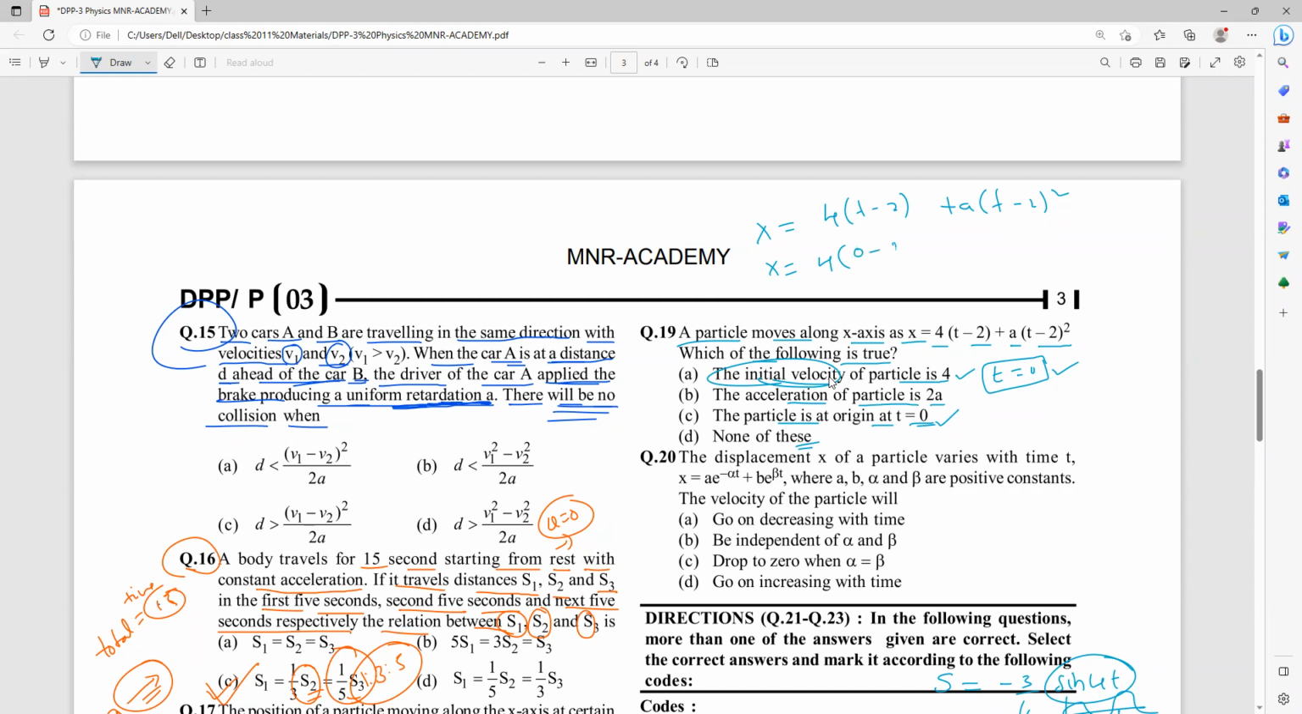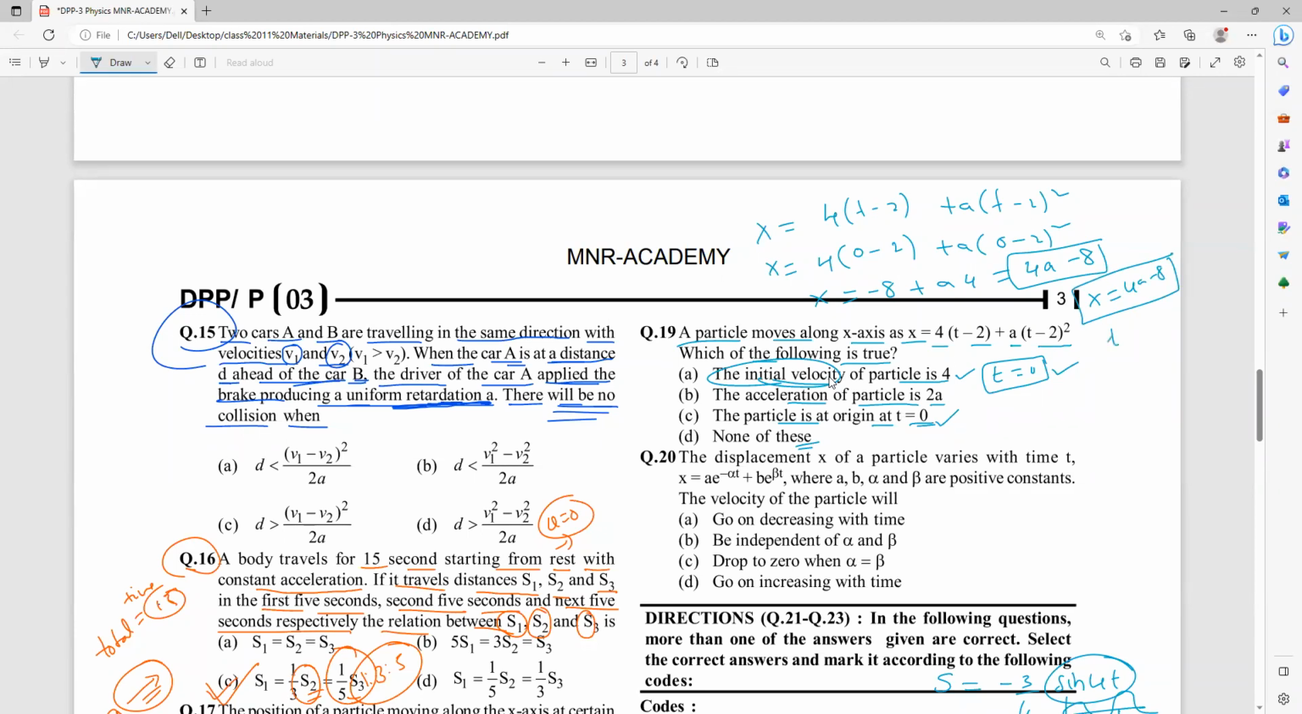t minus 2 plus a into again 0 minus 2 whole square, so x is equal to 4 minus 2, which is equal to minus 8. Next one, plus a into 2 square. 2 square means 4, which is equal to 4a minus 8. Is it right or wrong? So the distance covered by the body is x equals 4a minus 8.